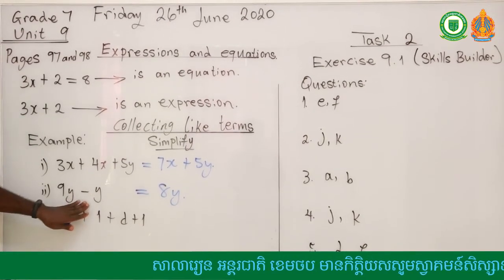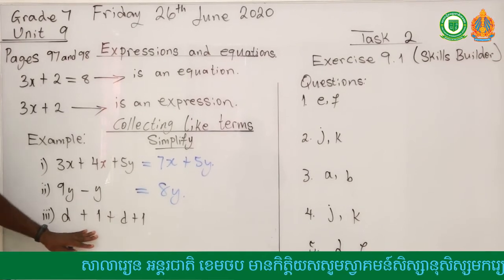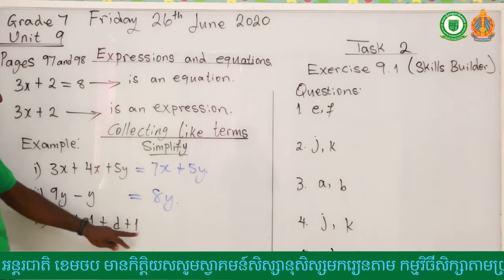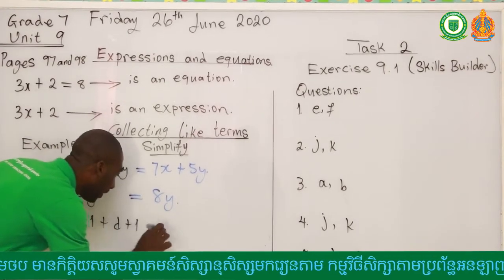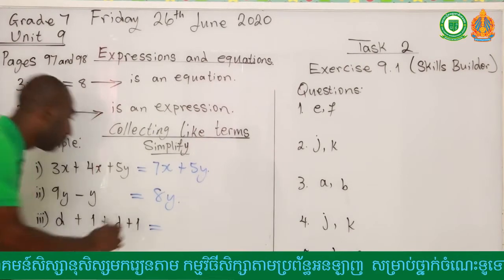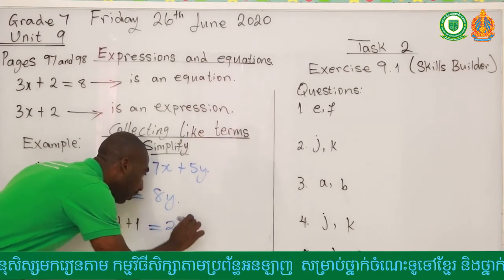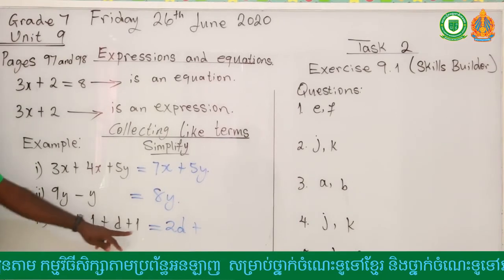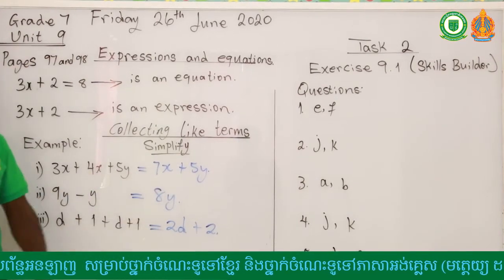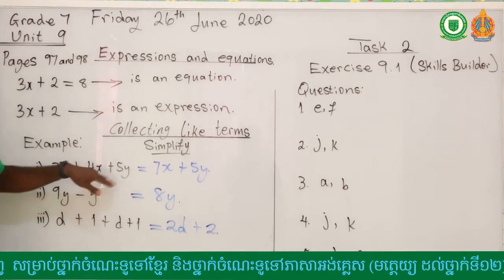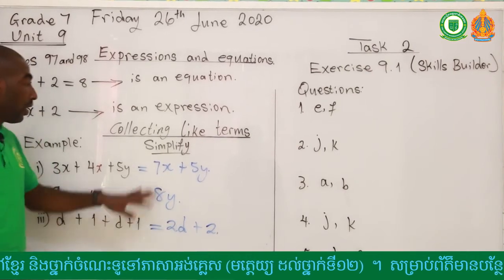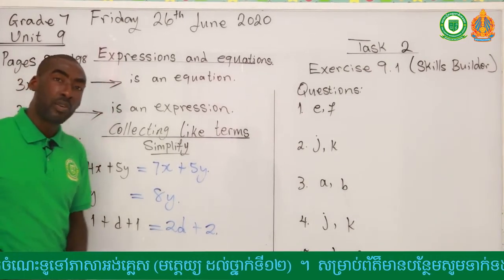Okay, so let's use that same knowledge to find the answer to this one. We have d plus 1 plus d plus 1. So what will be the answer? This is 1d, this is 1d, so that will give us 2d. Plus, this is 1 and 1, so that will give us 2. So this is how we can deal with this situation to simplify our expressions. Always note this one and do your work correctly.